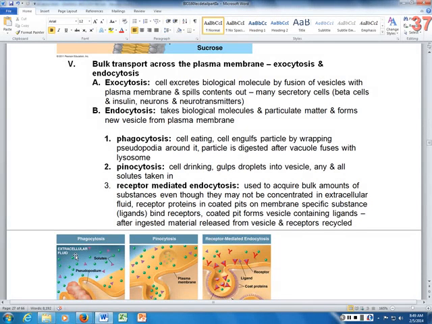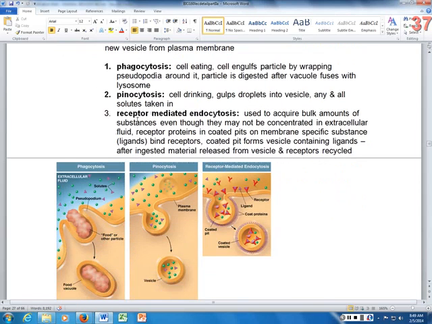Endocytosis is like the opposite. It's when you take biological molecules or particles in and you form a new vesicle from the plasma membrane. So phagocytosis, phago means eating, cyto is cell. So this literally means cell eating. The cell is engulfing a particle. So it takes its pseudopodia and it wraps itself around it and engulfs the particle and takes it in. Once it's in, then it fuses with the vacuoles and the lysosomes break it down.